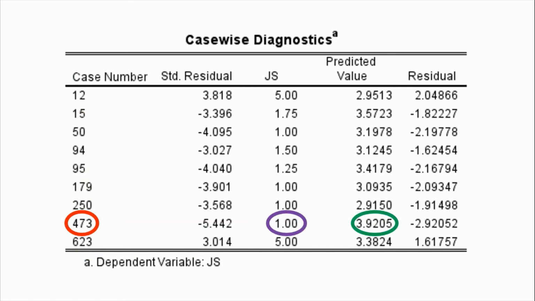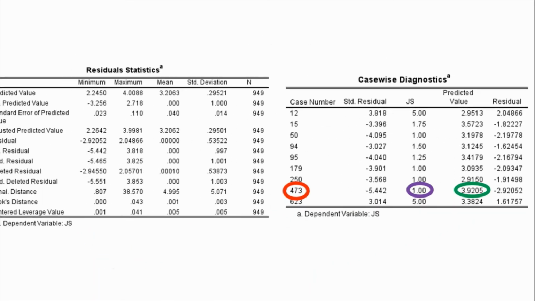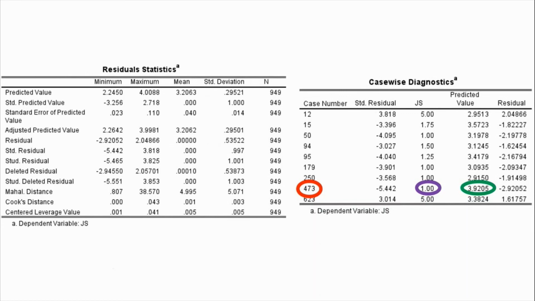So we then look at Cook's distance from the residuals statistics table. Literature suggests that cases with values larger than 1 can be a potential problem. In our data, the maximum value for Cook's distance is 0.04, which suggests no major problem. So overall, we don't see major violations regarding the required assumptions of regression modeling.